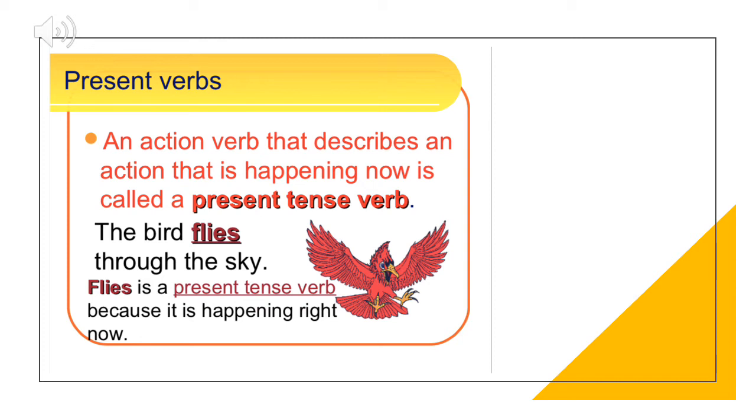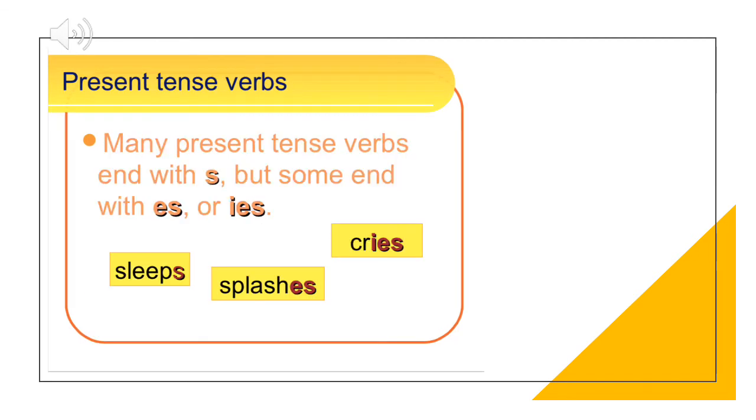Present tense verbs: an action verb that describes an action that is happening now is called a present tense verb. The bird flies through the sky. Flies is the present tense verb because it's happening right now. Many present tense verbs end with S, but some can end with ES or IES. For example, sleeps, splashes, cries.